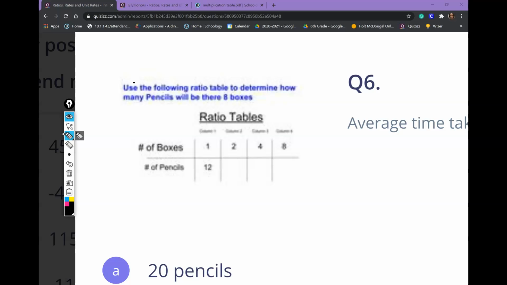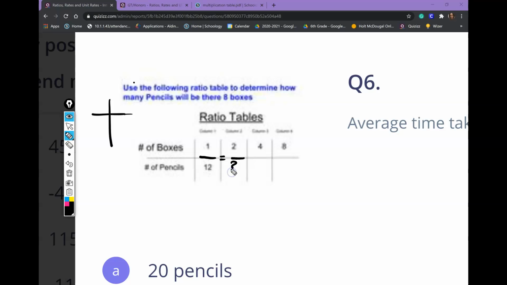How many pencils will be there if there are 8 boxes? Okay, I guess that's what they're trying to say. So I have a ratio table. Now this is not what we're used to seeing. We're used to seeing it written kind of like a T-chart. This one, instead of vertical, is horizontal. It's still the same process. And this one kind of looks a little bit better because you can set up proportions.